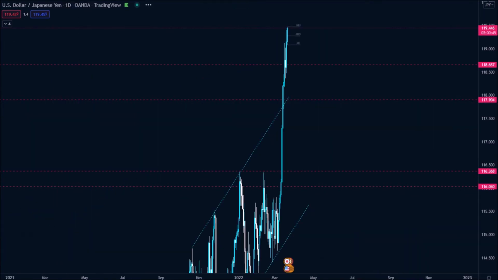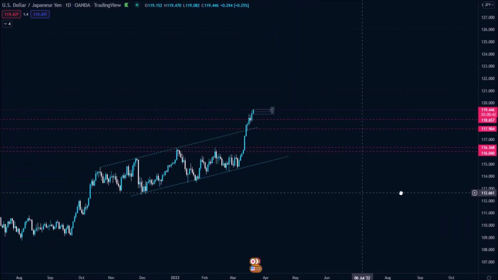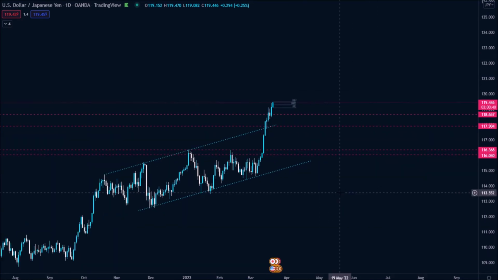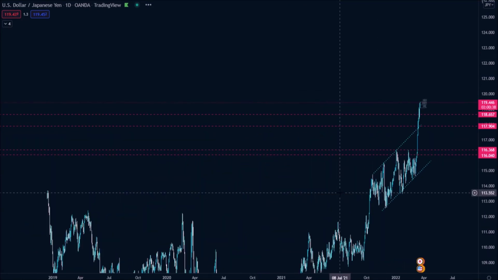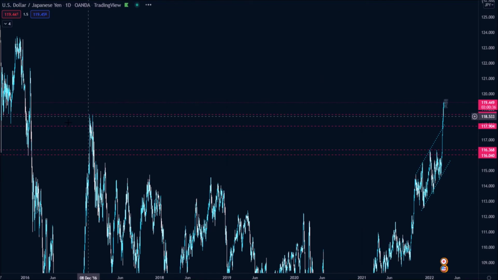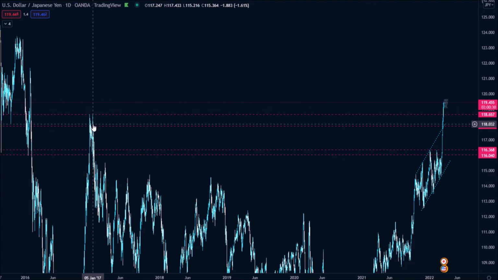So we'll just go out to the daily. Strong push on this. We'll be looking to try and buy any retracement. We have these highs over here, around 118 to 118.75, say. It's just this high.